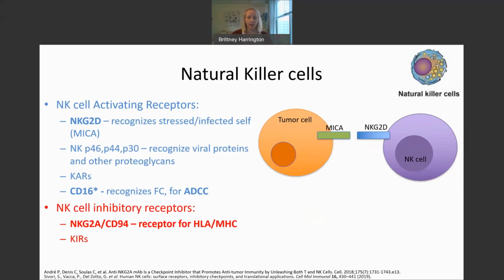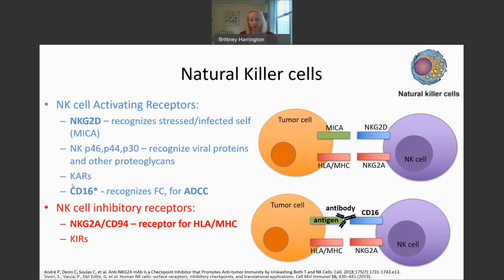And then there are inhibitory receptors expressed on natural killer cells to make sure they don't kill self or normal cells. And again, it's confusing, and I would have thought of a better name, but NKG2A is the inhibitory receptor expressed on natural killer cells, also known as CD94, and this is the important receptor that recognizes that self-antigen, the HLA or MHC. So expression of this HLA-MHC molecule by the tumor cell or normal cell prevents cell death by the natural killer cell by binding to this natural killer cell receptor.